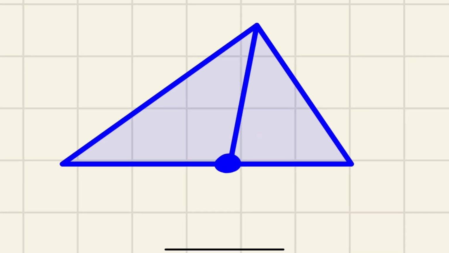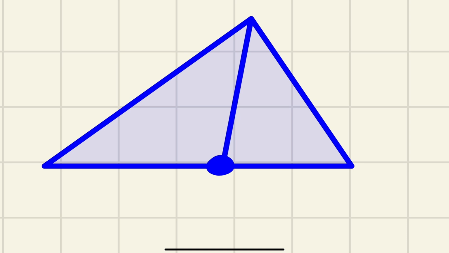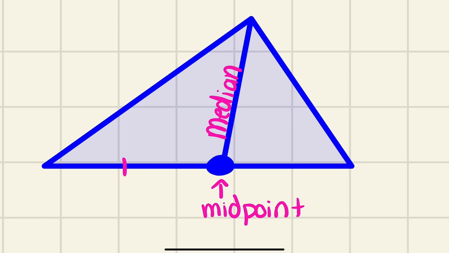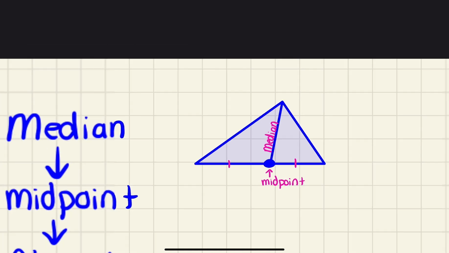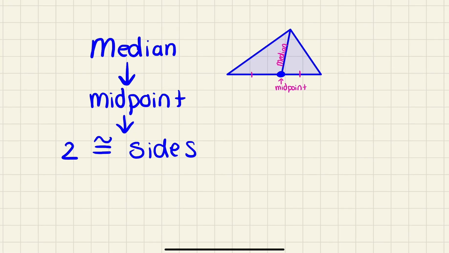So let's just zoom in real quick. Again, the median is the actual line segment. Let's make that a little bit thinner. The median's the line segment, and this point here is our midpoint. But as you know, whenever we have a midpoint, it breaks it into two congruent halves. So median is still giving us those two congruent sides, just at a little bit longer of a process.